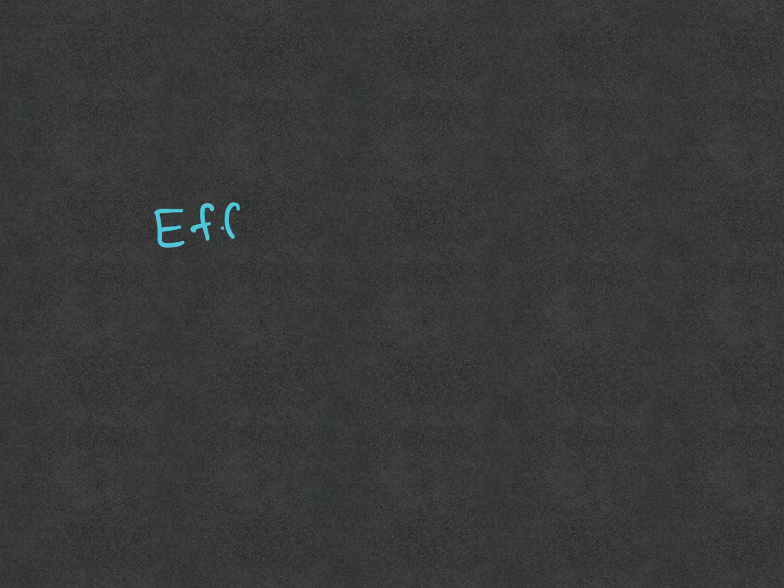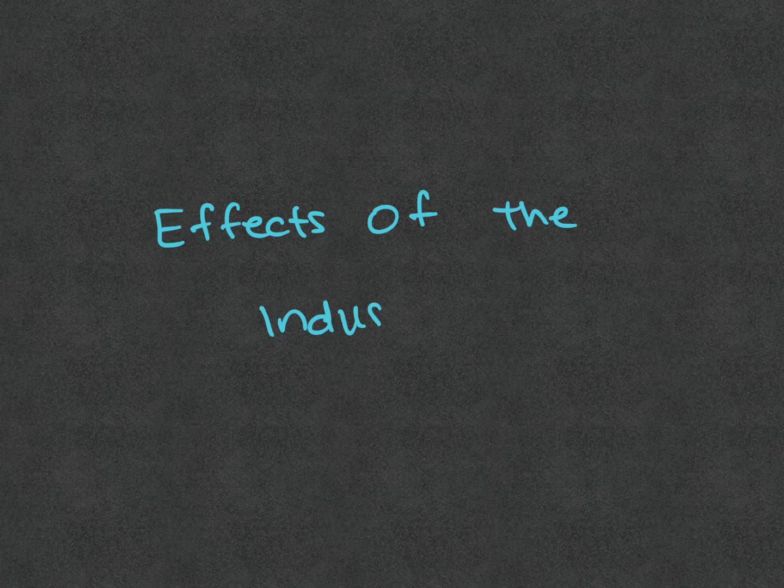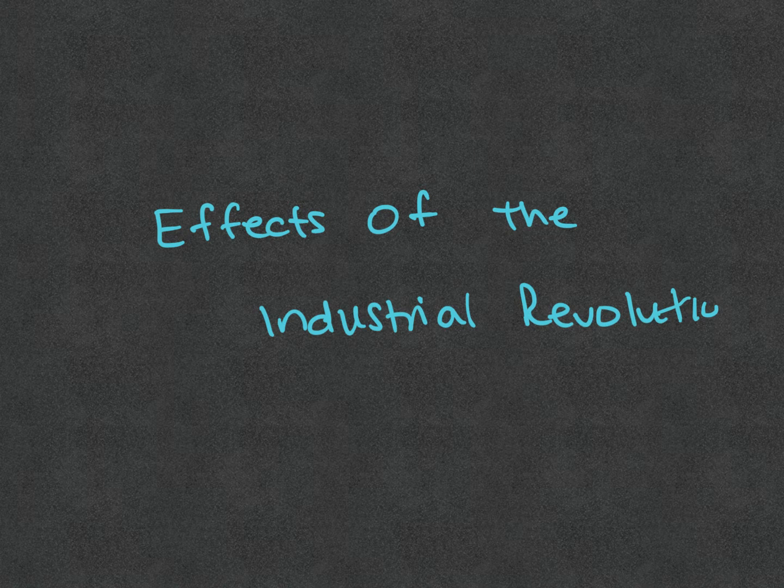In the last episode, we talked about the causes of the Industrial Revolution and why it happened in Great Britain first. In this episode, we're instead going to be talking about the effects of the Industrial Revolution. So, what happens because the world begins to industrialize?